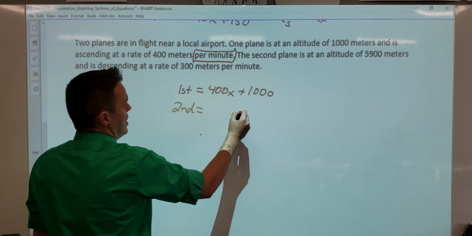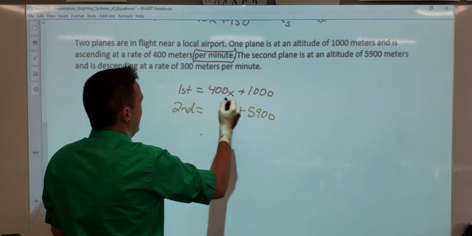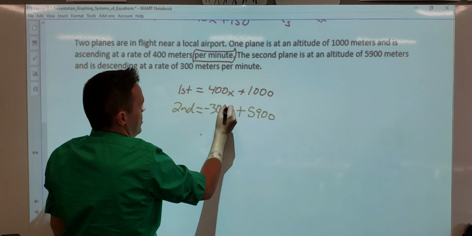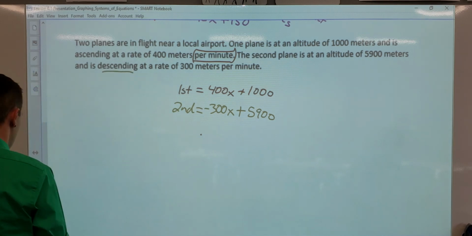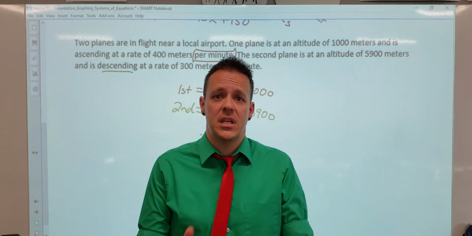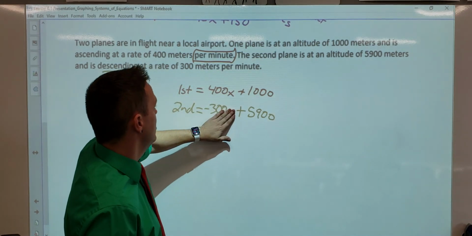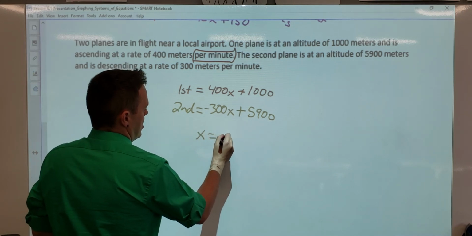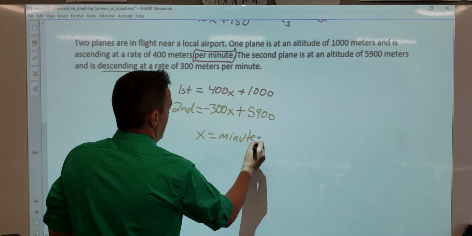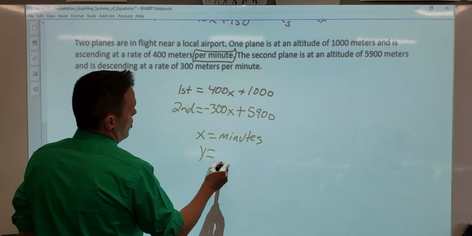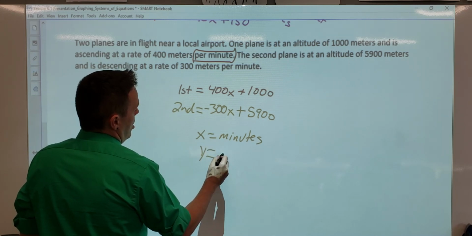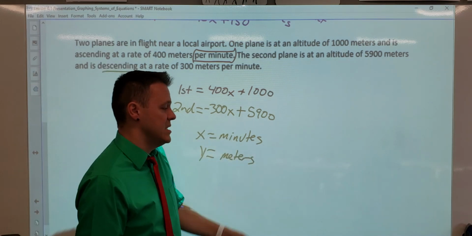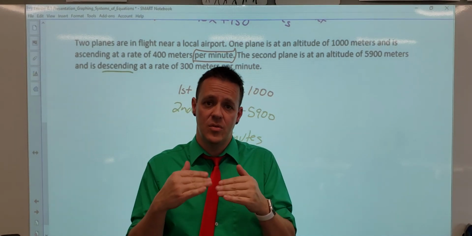Second plane is at an altitude of 5,900. And then it's descending, which means going down at a rate of 300. Put that in Desmos, get your answer, and understand that your x value is minutes. So x is going to be minutes. And your y value is your meters and when they actually meet. So you would say after such amount of minutes, they would be at the same altitude or same meter mark.